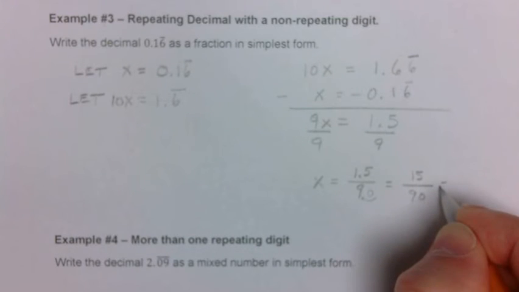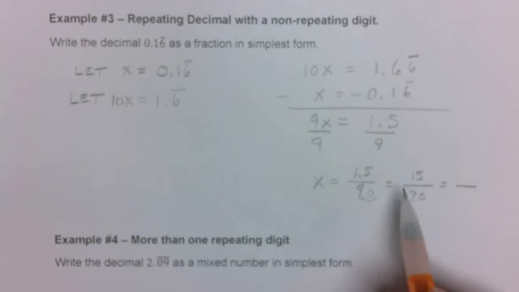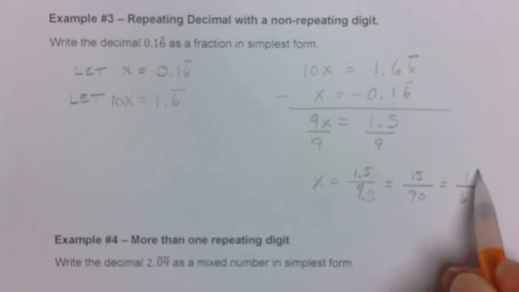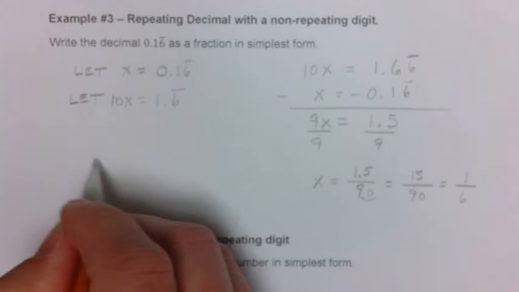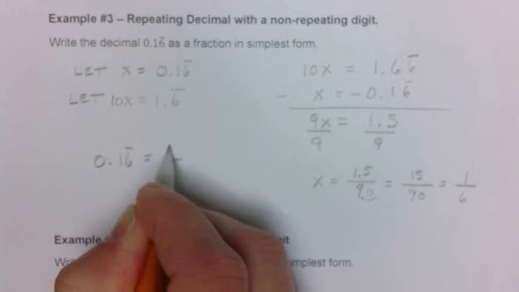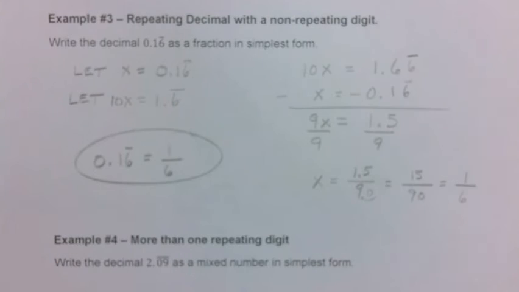And now I'm going to go ahead and simplify this. 15 and 90 are each divisible by 15. 15 divided by itself is 1. 90 divided by 15 is 6. So there's my fraction in simplest form. So the decimal 0.16 with the 6 repeating is equal to the fraction 1/6.